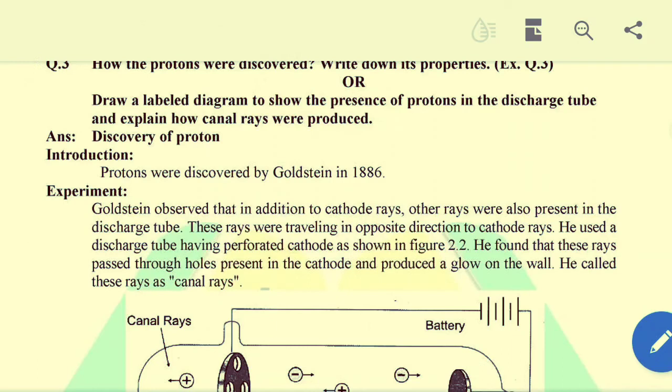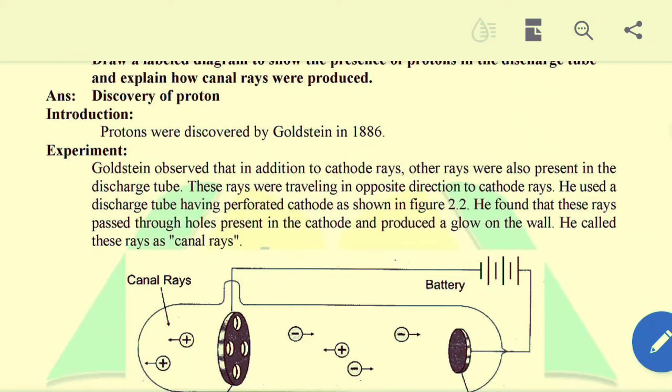Protons were discovered by Goldstein in 1886. In an experiment he observed that, in addition to cathode rays, other rays were also present in the discharge tube. Sir William Crookes had observed that only shiny rays are produced, which were called cathode rays or electrons. But when Goldstein did this experiment again, he observed that in addition to cathode rays, some rays are also produced which travel in the direction opposite to the cathode rays.